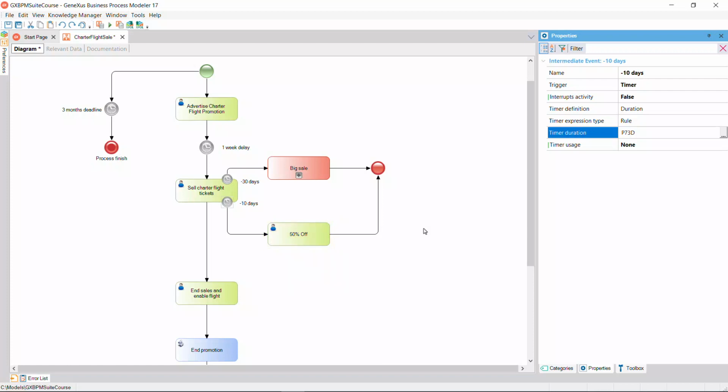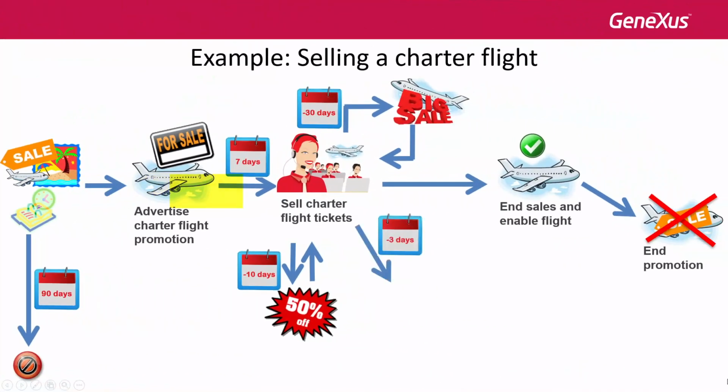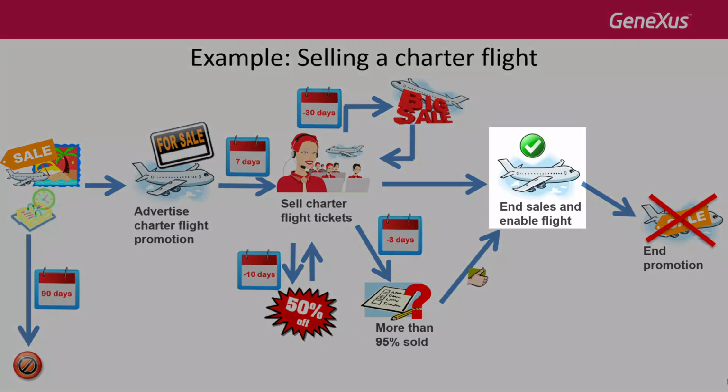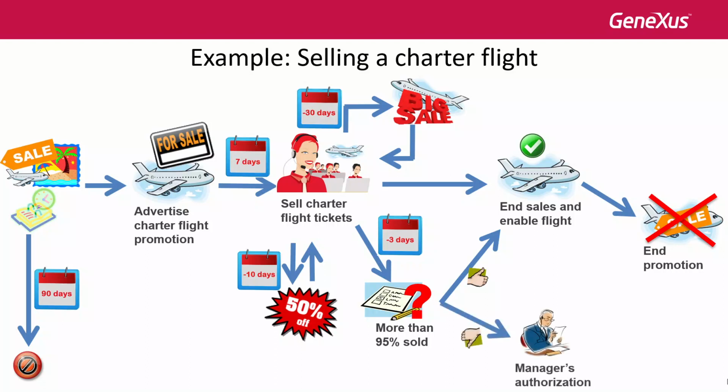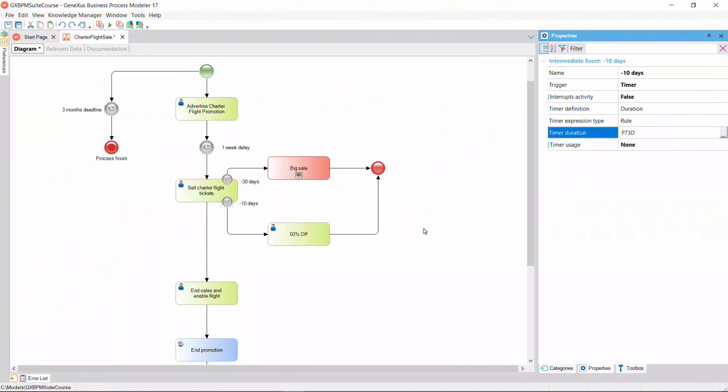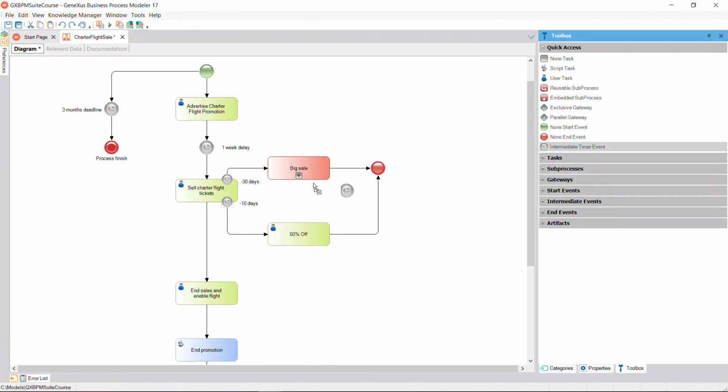Now we'll take the last action before reaching the deadline to sell the charter flight tickets. 3 days before ending the process, if 95% or more of the tickets have been sold, the sales process will be closed, and the charter flight will be automatically enabled. We want this control to be a deadline that interrupts the sales task. If the desired percentage is not reached, we leave this decision to the manager. For this last control, we drag another timer event to the task Sell Charter Flight Tickets and call it -3 days.